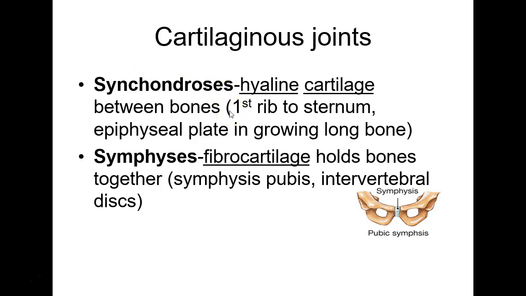Okay, so just to reiterate here: if it's held together by cartilage, it's either going to be held together by fibrocartilage or by hyaline cartilage. If it's held together by fibrocartilage, it's called a symphysis joint. If it's held together by hyaline cartilage, it's called a synchondrosis. First rib to a sternum is a really good example of a synchondrosis. The epiphyseal plate is kind of a weird example of a synchondrosis, but technically it is.